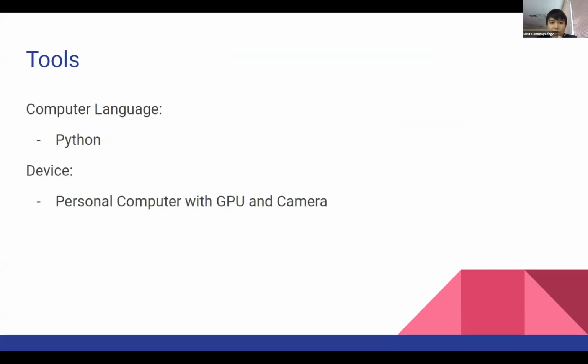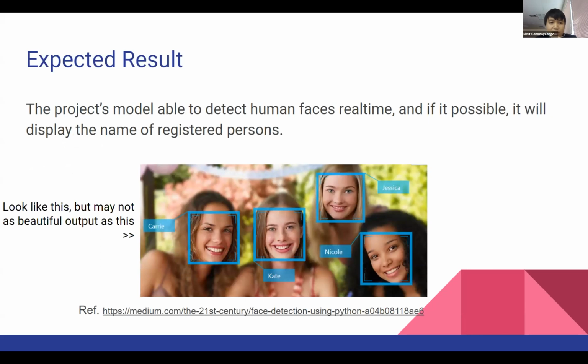The tools we use: the language is Python, and the device is a personal computer with GPU and camera. The expected result is that the project model is able to detect human faces in real time, and if possible, we will display the name of the registered person. Thank you. Any questions?